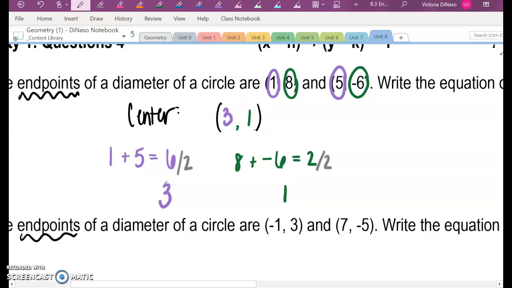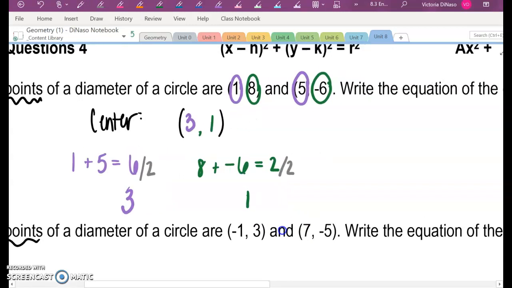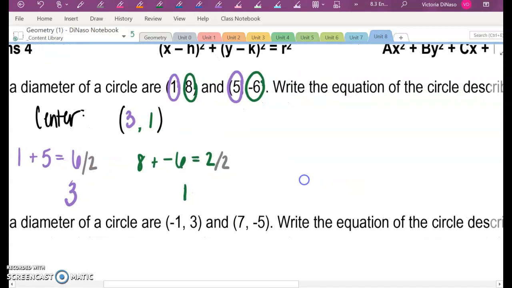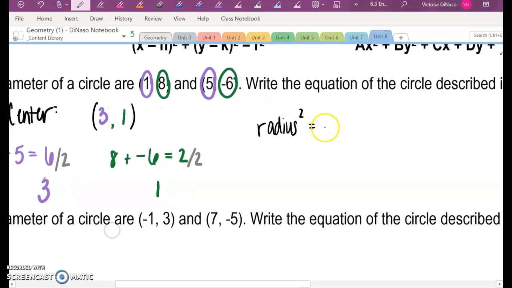All right. Now that we've got the center, what you're going to do is pick either endpoint. It doesn't matter which one you pick, and you're going to have to figure out what the radius is. To find the radius, and actually we need the radius squared to put it into center radius form, we're going to use 3, 1, and I'm going to pick either one of my endpoints. So I'll just pick 1, 8.